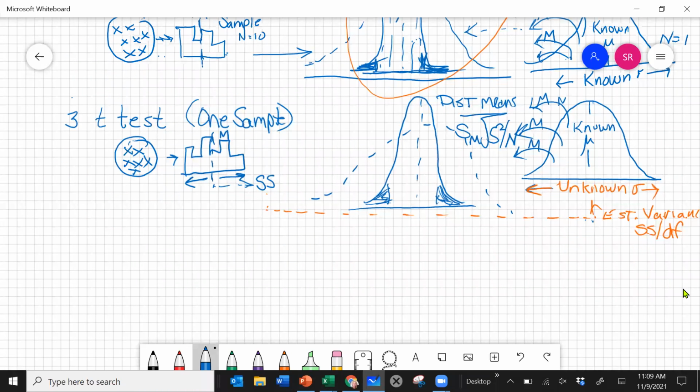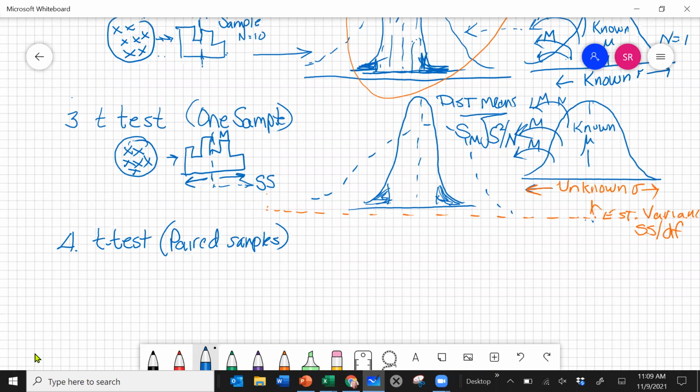Next, we went on in our 7B unit and we used the t-test, same thing, but we used paired samples. And so in this case, our data looked a little bit different.